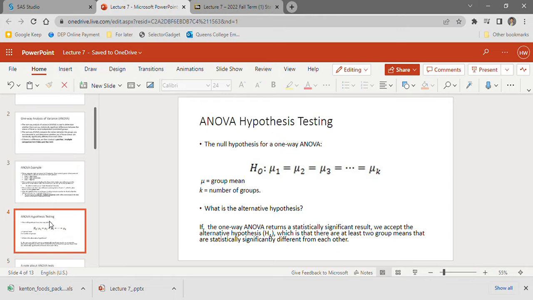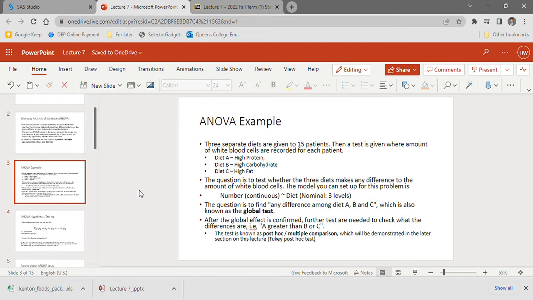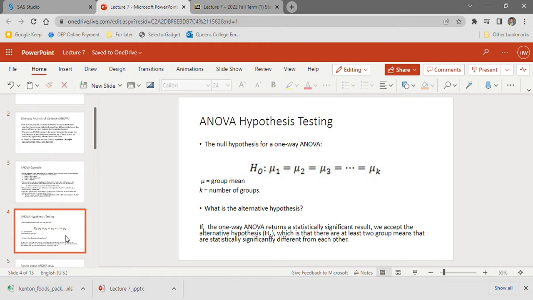Mu being the group mean, and K being the number of groups, right? So remember, our null hypothesis is essentially saying all the groups are equal. Group A is equal to group B is equal to group C, right? Or diet A, high protein, our null hypothesis is diet A, high protein is equal to diet B, high carbohydrate, and that's equal to diet C, high fat, right? That's our null hypothesis. So this is the first part of the assignment. What is the alternative hypothesis, right?